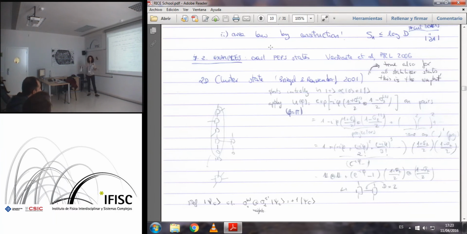Okay, we consider a two-dimensional square lattice, and you prepare each subsystem in a superposition of 0 and 1, an equal superposition. So this is what we call a plus state. I omit the normalizations here. And then we act with unitaries on neighboring pairs.